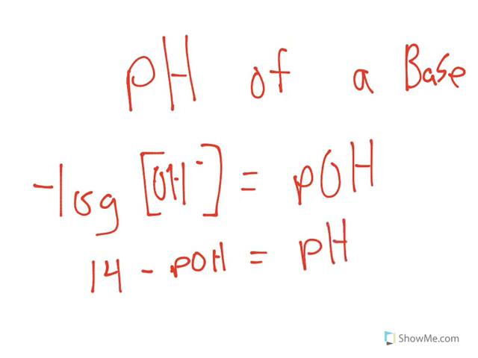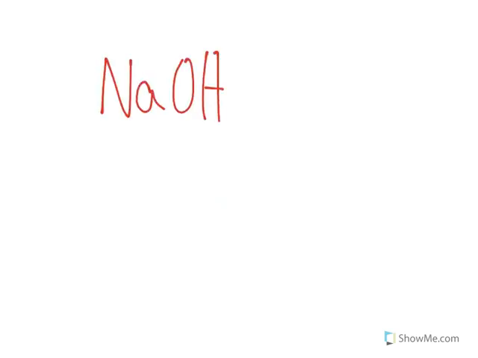So, an example of this. The negative log of the OH minus concentration, or the concentration of a base, gives us the pOH. Then we do 14 minus the pOH to get the pH. So let's say we have a base, some sodium hydroxide, and it is 0.1 molar sodium hydroxide.